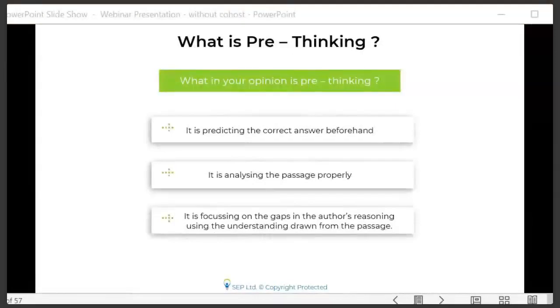Let me have some more answers, guys, so that we can make this session an interactive one. It's very intuitive, but I would still like to know from you what, according to you, is pre-thinking all about? Is it being able to predict what is going to be the correct answer? What is it?